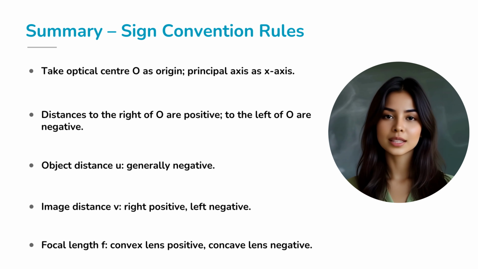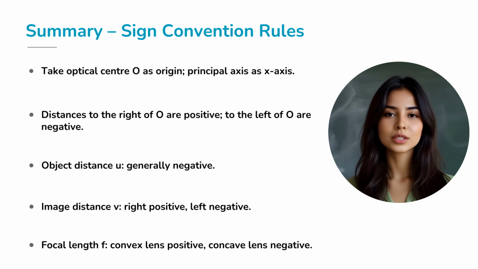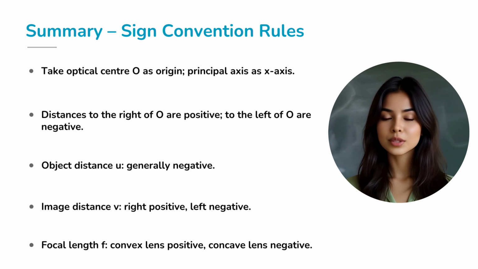Finally, the focal length f. For a convex lens, f is positive because its focus lies to the right. For a concave lens, f is negative because its focus lies to the left. Think of convex as a magnifying glass that brings light to a real point, while concave scatters it like a prankster. And that's it. These rules might seem small, but without them, solving lens problems would be like playing cricket without knowing which side to bat on. Stick to them, and your answers will always be correct and consistent.